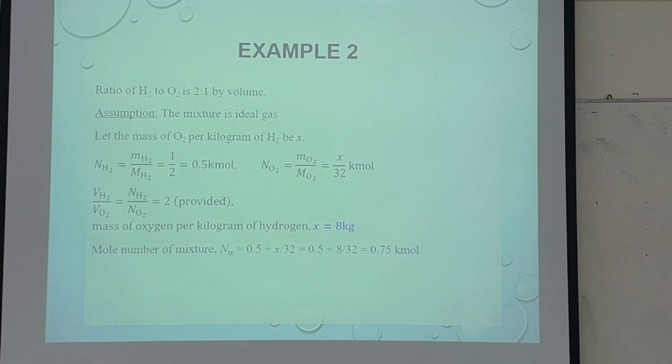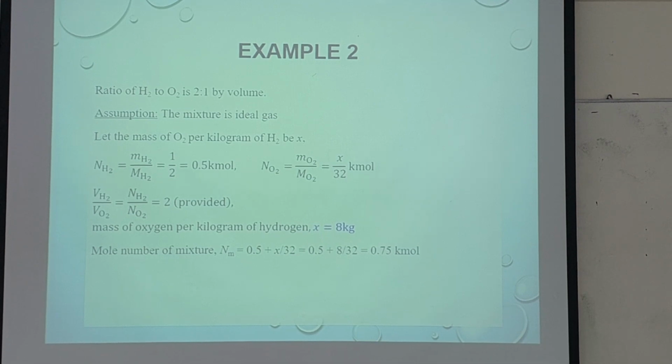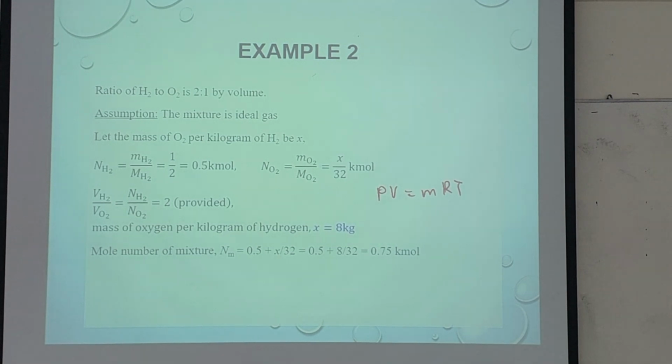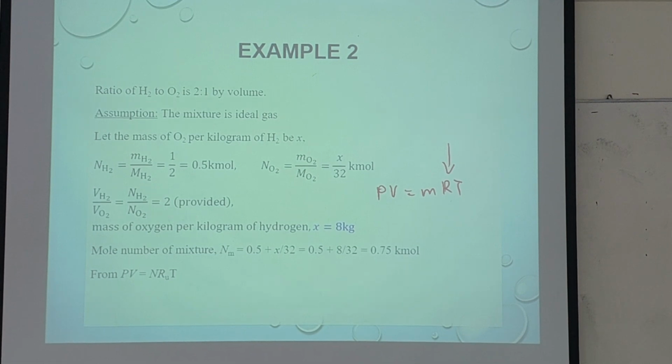But to find volume, like I always say, if you don't remember what to do, you always do PV equals to mRT, right? But if you use this equation, you will have an issue because R is different for different gases. You need to find R for the mixture. So in order to avoid that, we use this version instead. For this version, you need to find the total number of moles first. So once you have found the total number of moles for 1 kg of H2, then you can use PV equals to nR_uT to find the volume.